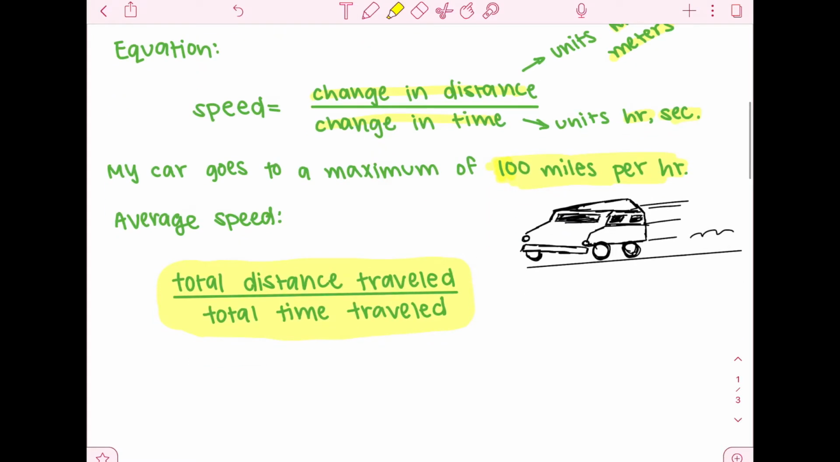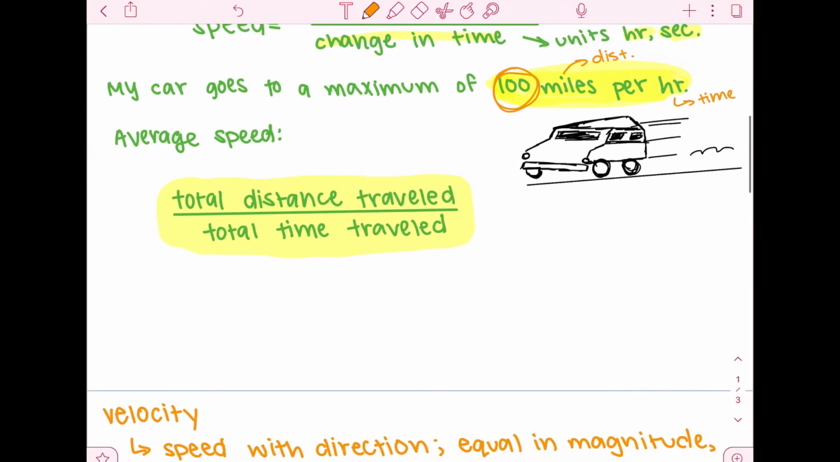So you might have heard a unit of speed in a sentence like, my car goes to a maximum of 100 miles per hour. So this is actually talking about speed over here. This is our distance, so miles is our distance, and then hour is our unit of time. And then our 100 is the total speed, miles per hour.